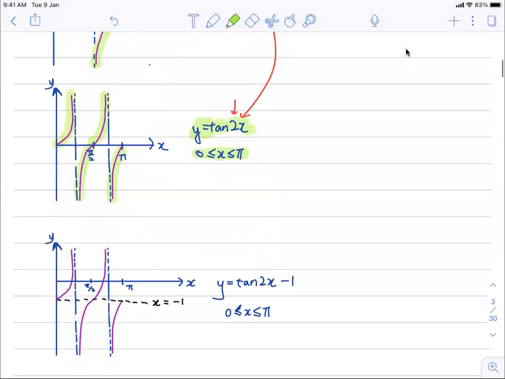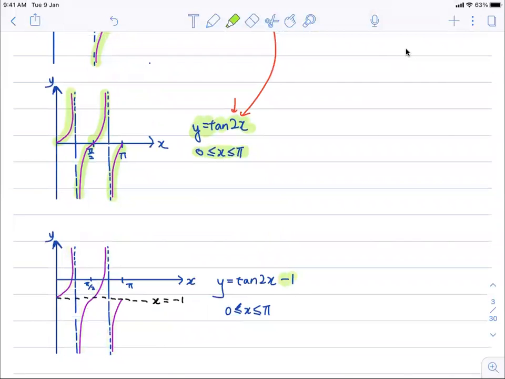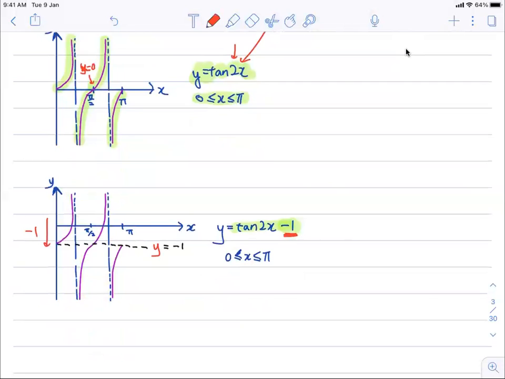And then the next thing is we can add a minus 1 to the equation, tangent 2x minus 1. What minus 1 does to the equation is a bit like shifting the graph downwards. Notice that previously this part of the graph is at y equal to 0. This one is y equal to -1. So when we minus 1, notice that this part of the graph is shifted to y equal to -1.